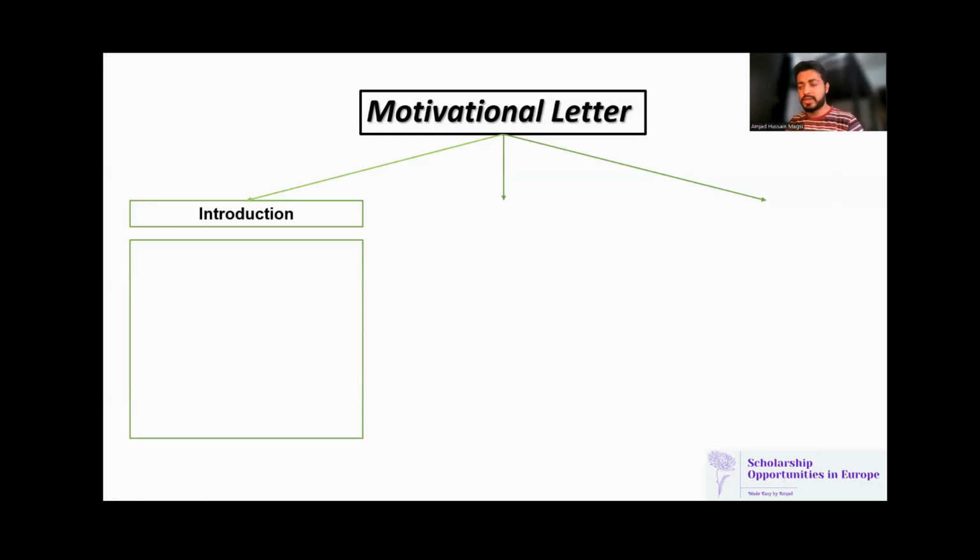Number 1 is the introduction. This is a brief section. It should be not more than 1 paragraph. Okay, it should be one paragraph. Here is what you have to take into account while writing your brief introduction.